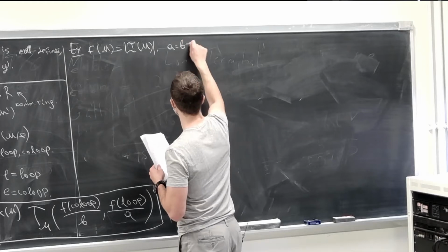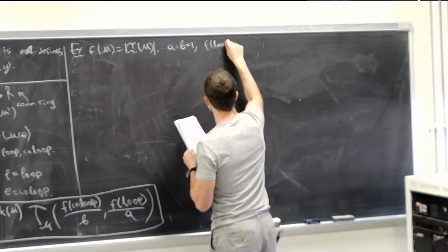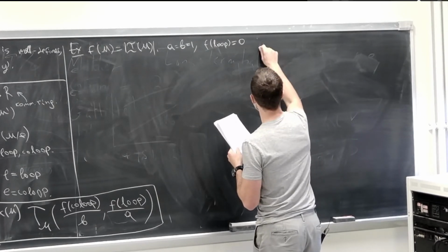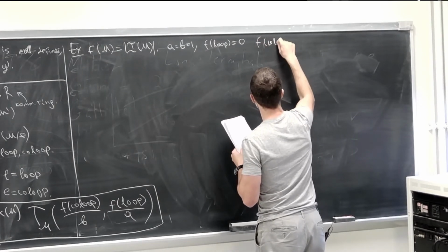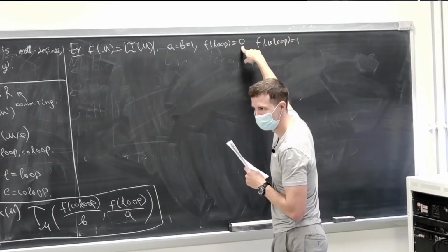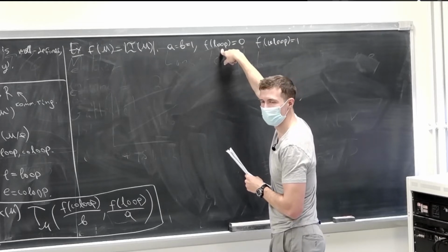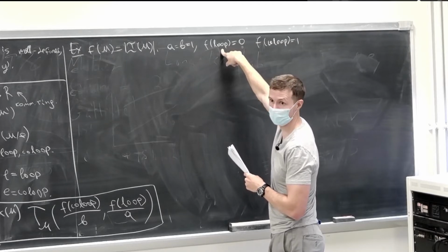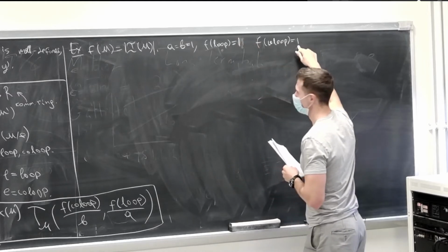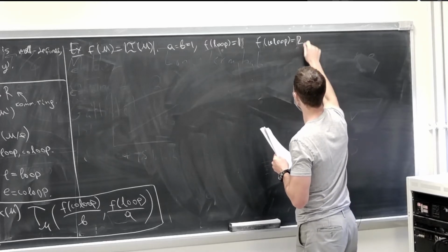A and B are both 1, right? F of loop is 0. F of co-loop is 1. Actually, why is this 0? If my matroid is a loop, there are no independent sets. Well, actually, there is one, which is the empty set. So there should actually be 1. And similarly here, if it's a co-loop, you take the empty set or your set too.